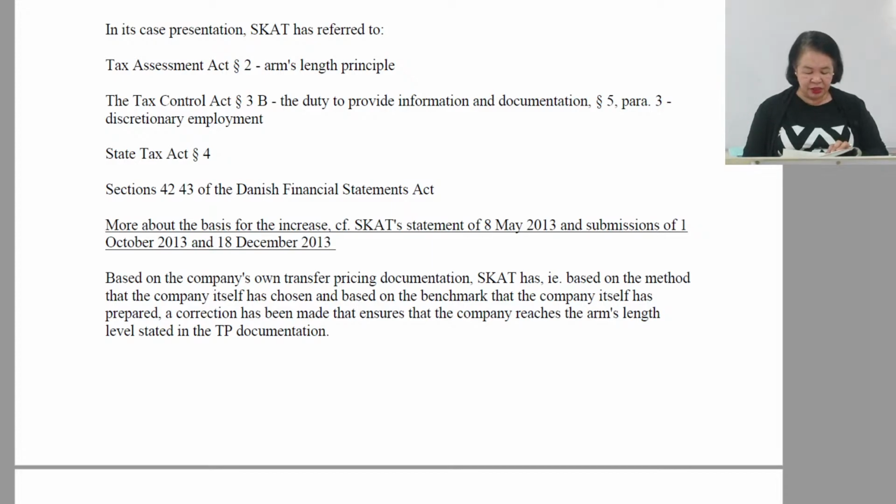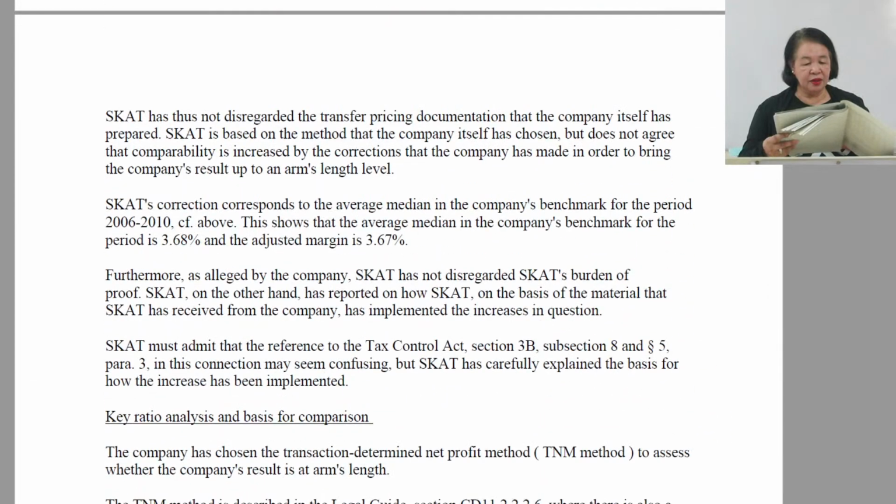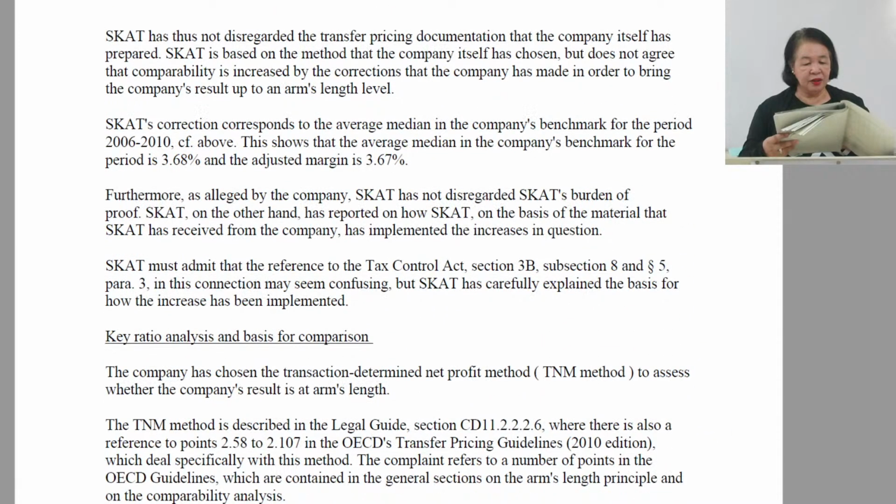Based on the company's own transfer pricing documentation, Scott has, based on the method that the company itself has chosen and based on the benchmark that the company itself has prepared, made a correction that ensures that the company reaches the arm's length level stated in the transfer pricing documentation. Okay. So, Scott has thus not disregarded the transfer pricing documentation that the company itself has prepared. So ginamit talaga ng tax authority yung transfer pricing documentation that the company prepared.